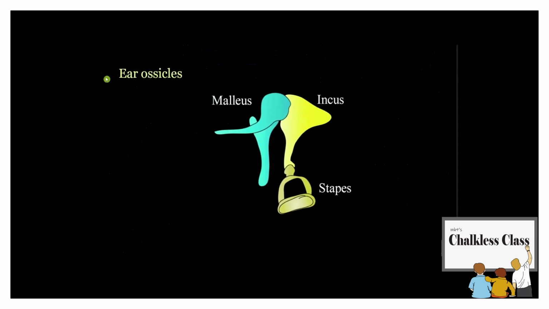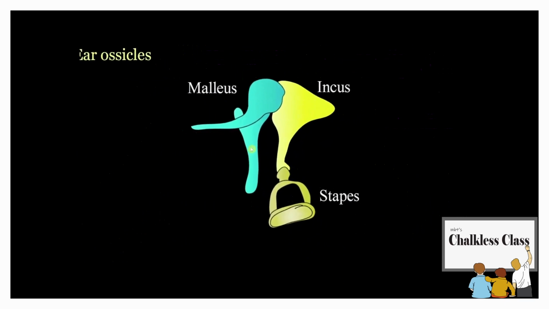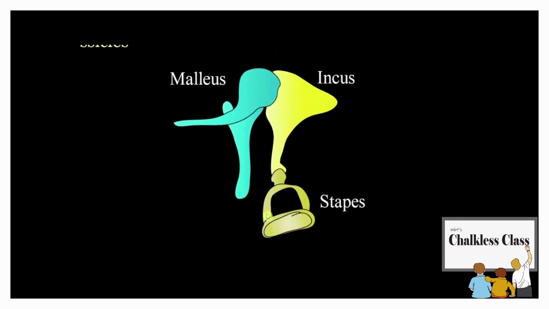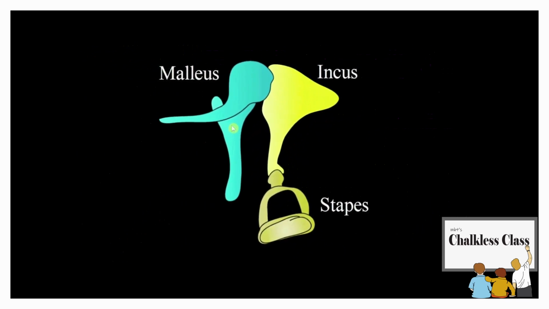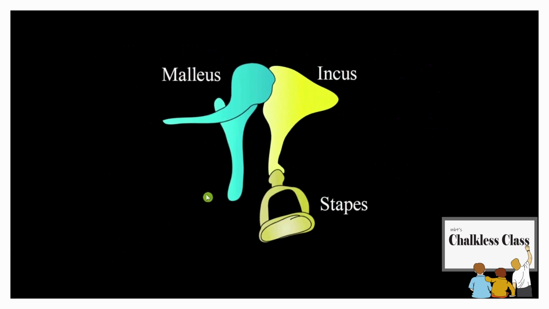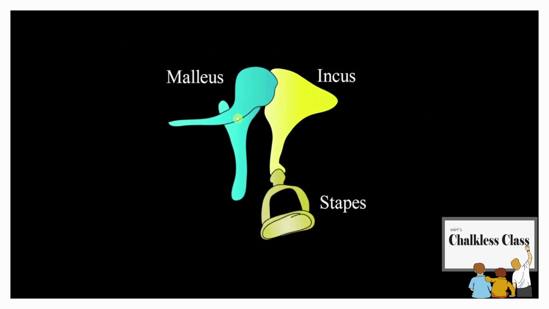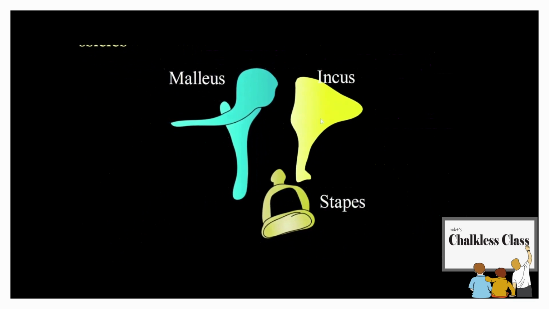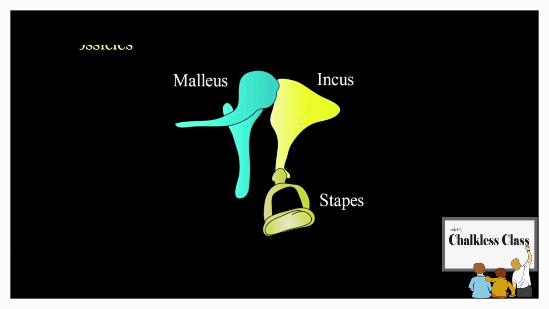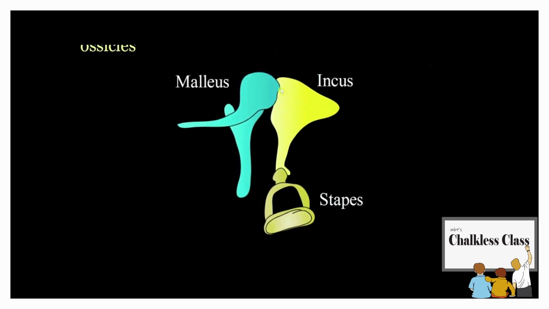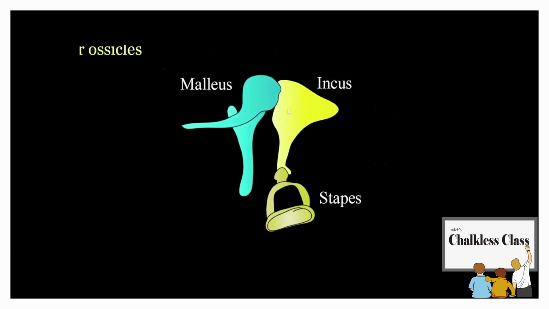Next, ear ossicles. The middle ear contains 3 bones. Those are the malleus, incus and stapes. Malleus is also called hammer. This is connected to the tympanum at one end. The other end is connected to the incus. Incus is also called anvil. This is the middle bone of the ear ossicles. And this incus forms a joint with the malleus. This joint is a saddle joint.